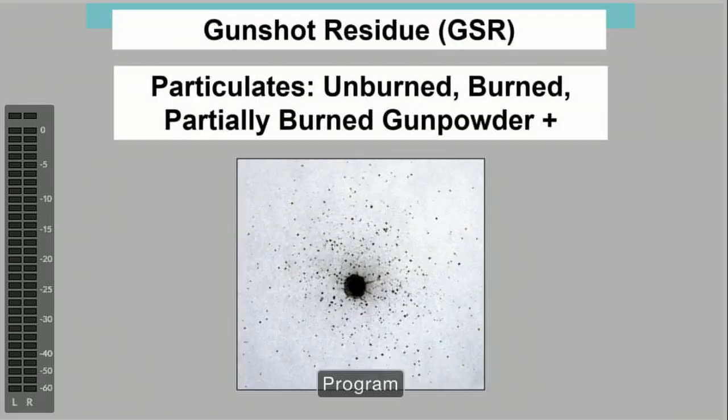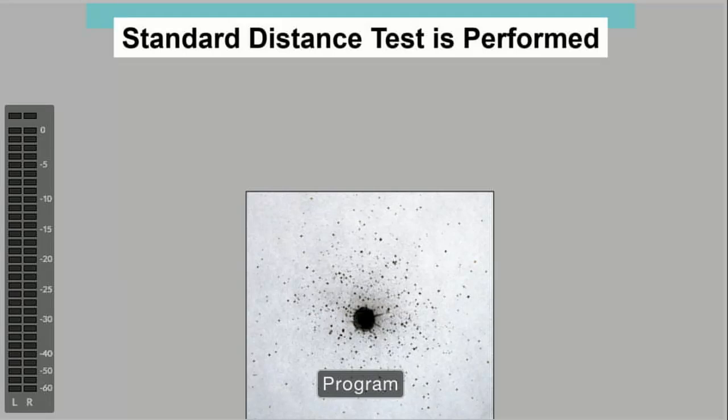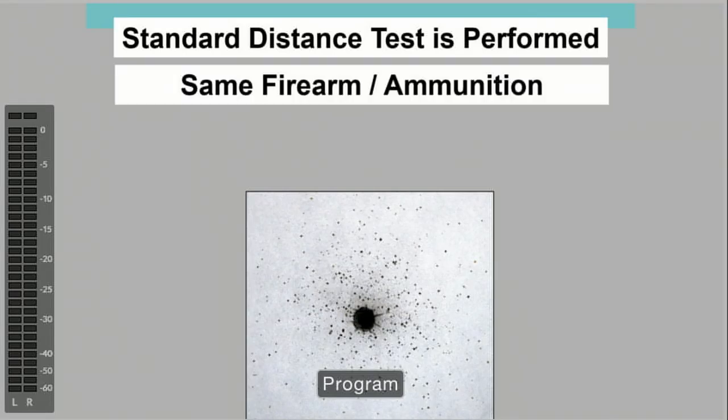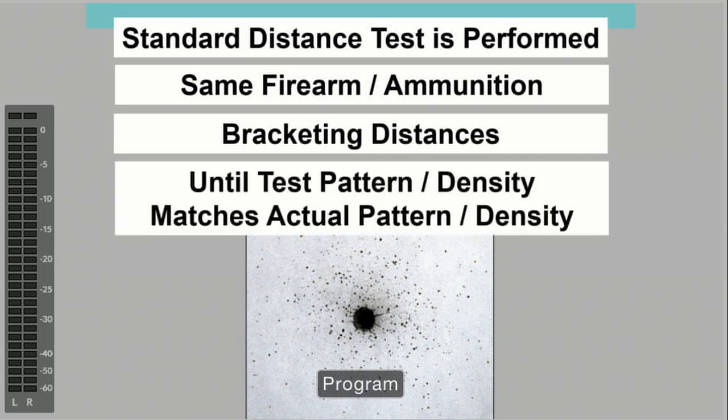Now, gunshot residue, I'm going through the basics here. I'm sure all of you are familiar with this, but I started with the basics. Gunshot residue, what is it? It's particulates. I'm interested in the particulates that come out of the muzzle when a gun is fired: unburned, burned, and partially burned gunpowder. The standard distance determination is performed with the same firearm and ammunition, with bracketing distances, until the test pattern you get matches the actual pattern on the clothing or the body or the wall or whatever the substrate was that was struck.